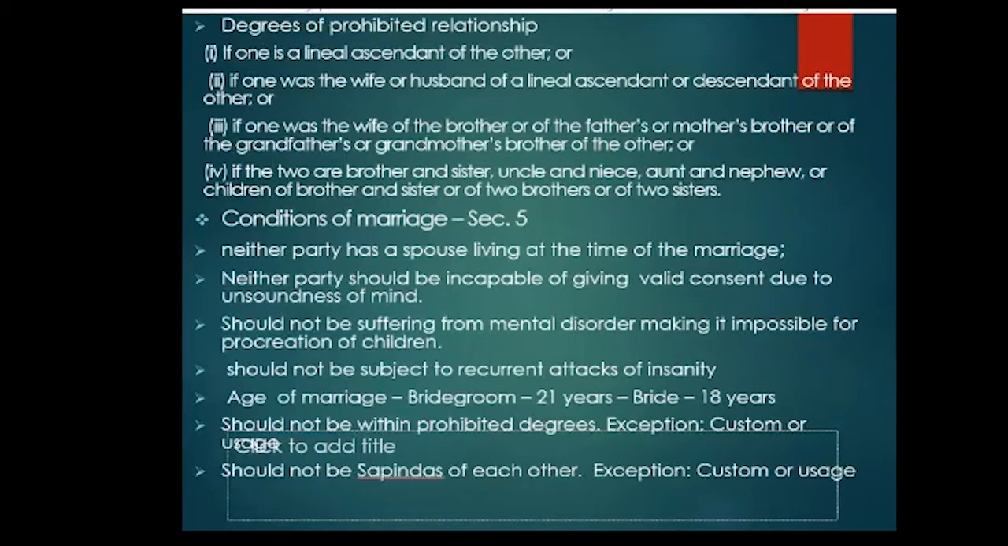And the legal age of marriage will be 21 years for the groom, and for the bride it will be 18 years. They should not be within the prohibited degrees that we mentioned before, though there is an exception, which is customary usage, and they should not be sapindas of each other. The exception would be customary usage.